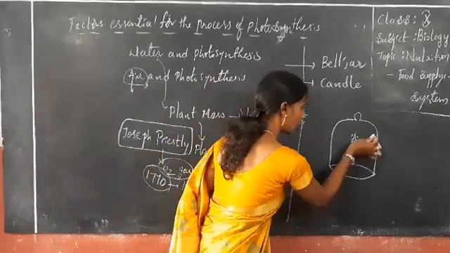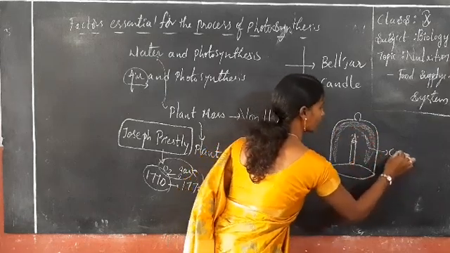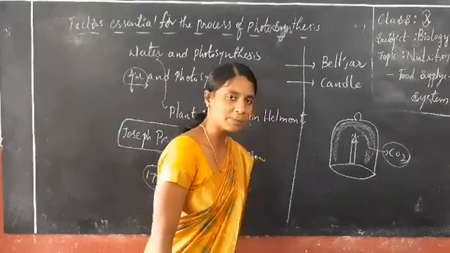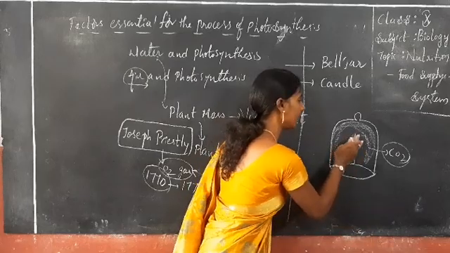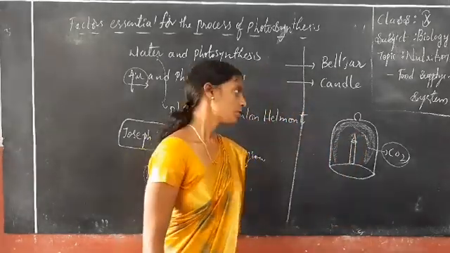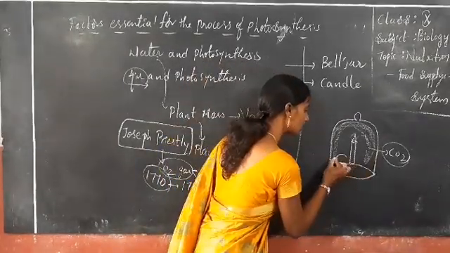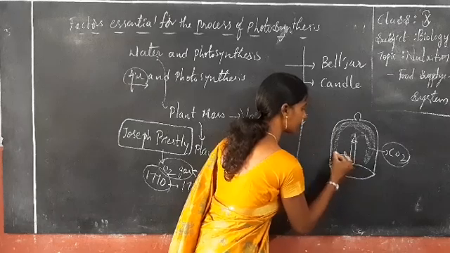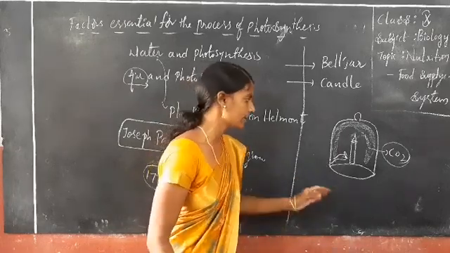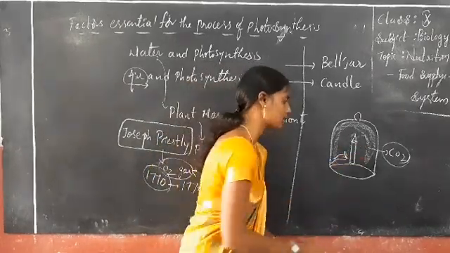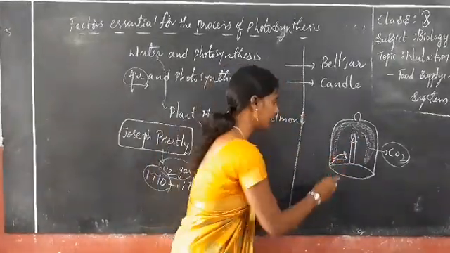Why? Because the total bell jar inside was occupied by CO2. When CO2 is present inside the bell jar, after 1 or 2 minutes, the candle goes off. Clear, all of you? Again he conducted an experiment, inserting a mouse inside the bell jar along with the lighted candle, and after some time the rat or mouse died.